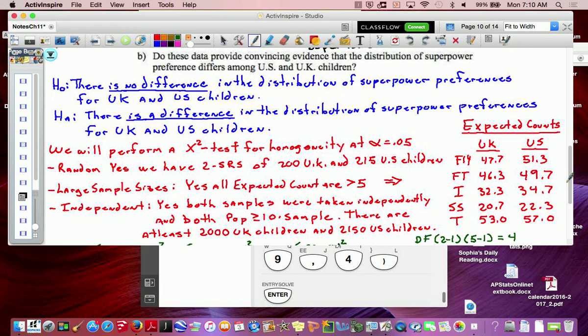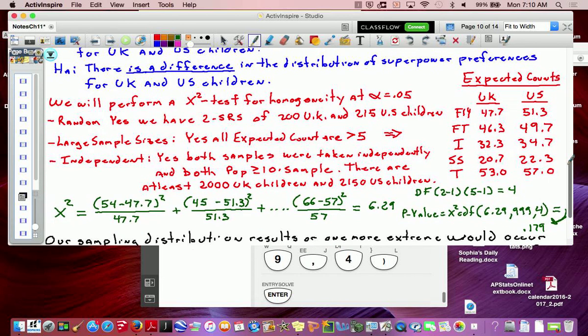That would actually take you a little bit of time to do. But once I have all my expected counts, I can see that they're all greater than or equal to 5. Likewise, independent: they are both independently sampled, so UK students shouldn't influence US superpower preference and vice versa. And then make sure the population is greater than 10 times the sample. In this case, there is at least 2,000 UK children and 2,115 US children. So now, calculate out the chi-squared statistic.